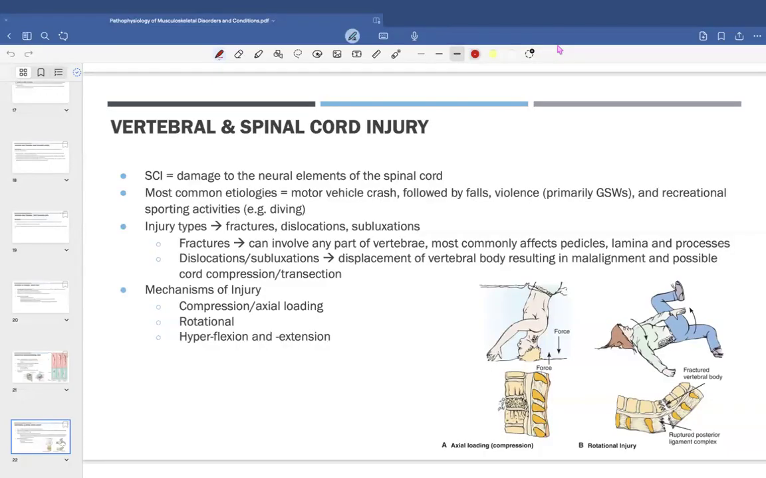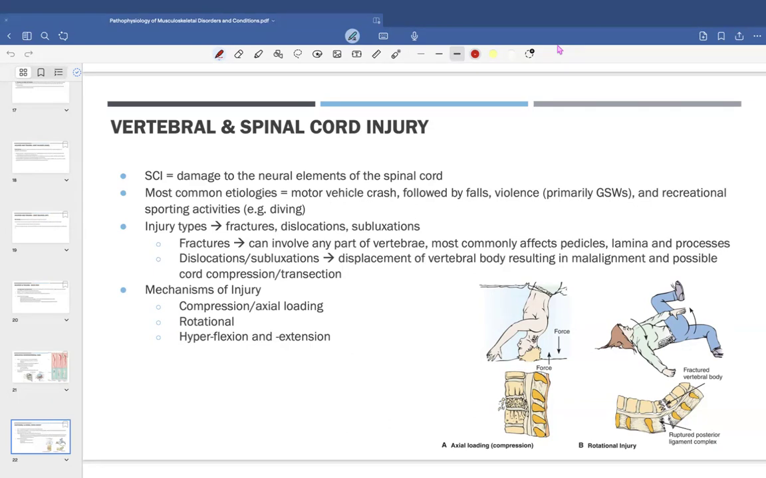Versus spinal cord. And with the vertebral column injury, you always have to be concerned about the spinal cord, but not all vertebral column injuries will result in spinal cord injuries. Okay, you have to be concerned. You have to look for it. And not just primary, sometimes secondary. So we'll get into that in a second.